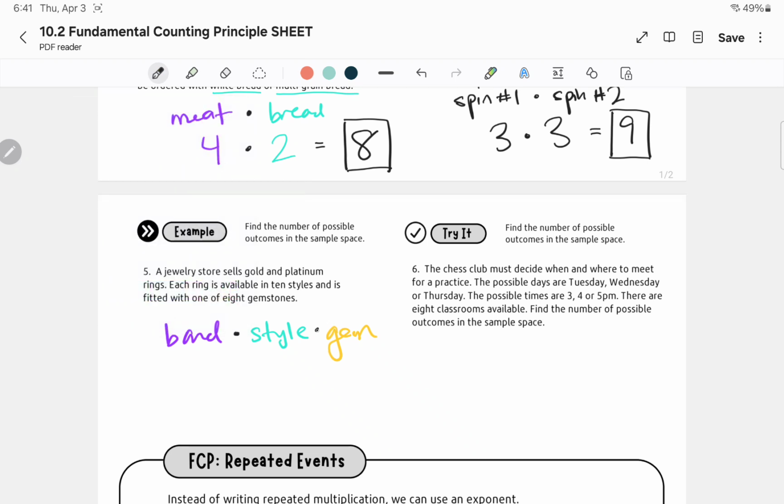Okay, remember, you don't have to do colors. I'm just trying to show you. These are 3 different events, right? We have the band of the ring, we have the style of the ring, we have the gemstone of the ring. So that's what we're going to be multiplying.